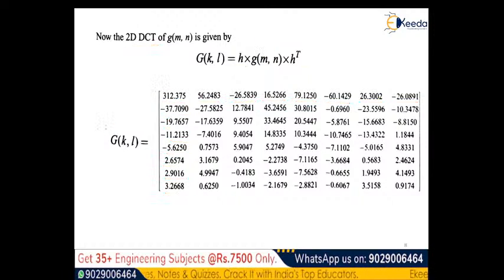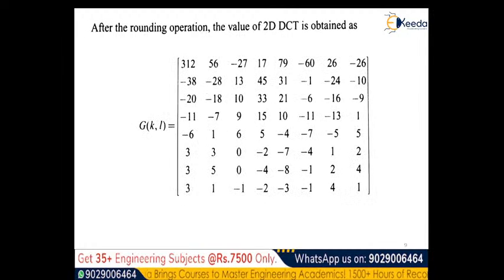Now whatever result we have obtained, you see here the maximum number of places after the decimal is up to 4. Now we have to round up the values here. So after rounding up the values as represented in the 8 by 8 order, the value of the two-dimensional discrete cosine transformation is again written with the same notation. The notation is capital G of k comma l here. So you see here 312.375 has been rounded up to 312.